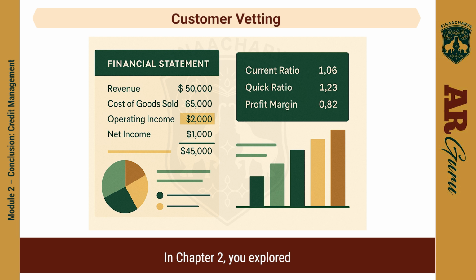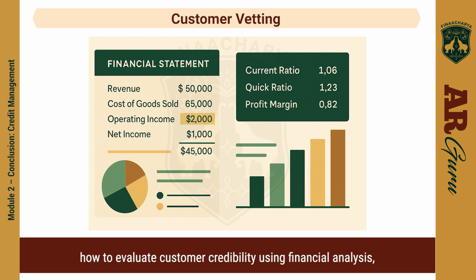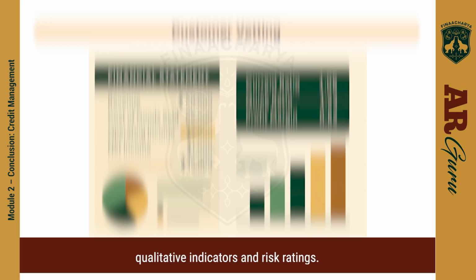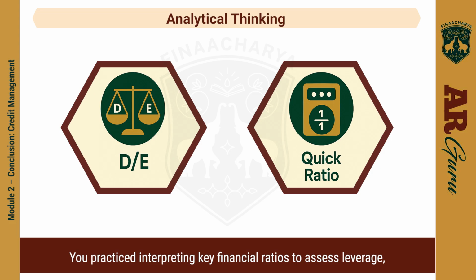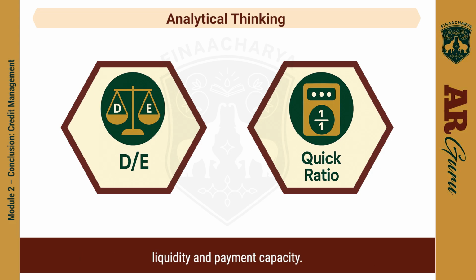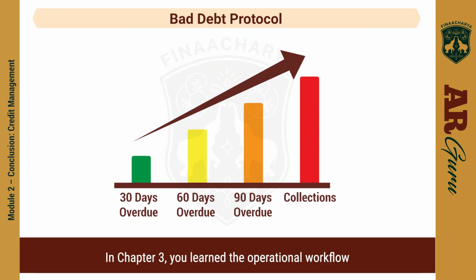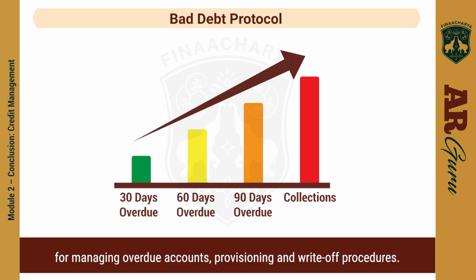In Chapter 2, you explored how to evaluate customer credibility using financial analysis, qualitative indicators, and risk ratings. You practiced interpreting key financial ratios to assess leverage, liquidity, and payment capacity. In Chapter 3, you learned the operational workflow for managing overdue accounts, provisioning, and write-off procedures.